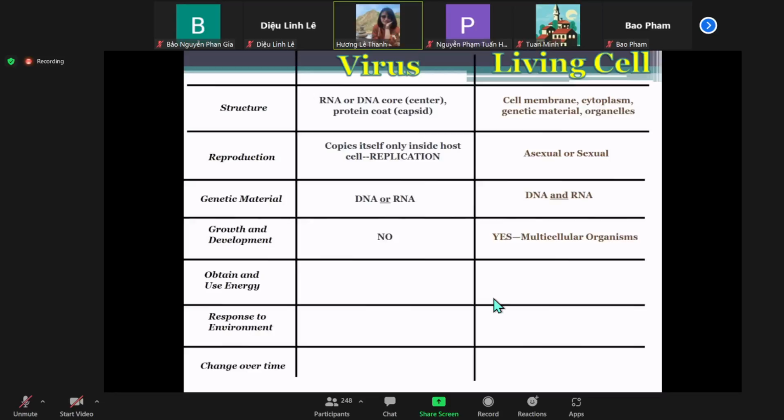For growth and development, viruses, no. And living cells, yes. Because viruses have no metabolism, they do not obtain new energy from the external environment. They don't need to, because they use everything inside a living host cell. And living cells, yes, they need to obtain new energy from outside, from light, or from chemical reactions, or they can use other compounds.